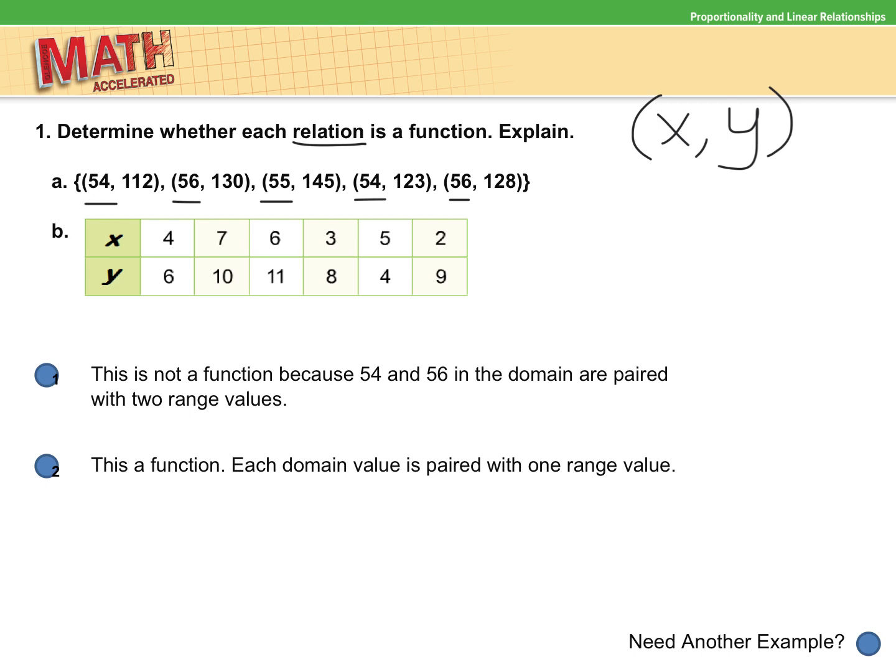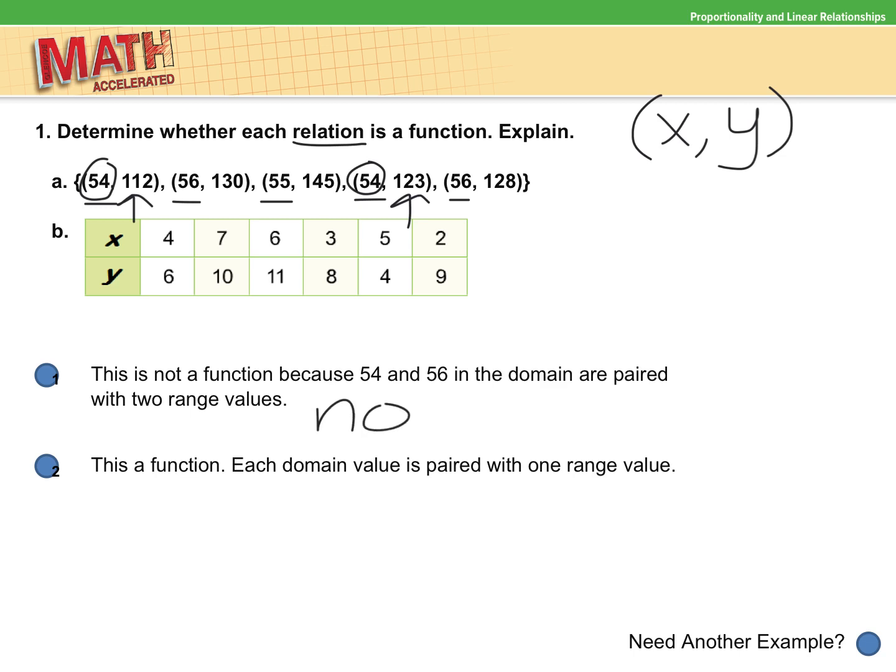Which one? 54 repeats. 56 also repeats. Let's look at 54 first. 54 the first time had 112. So what should it get the second time? It should get 112, but does it? No. So this means it is not a function.